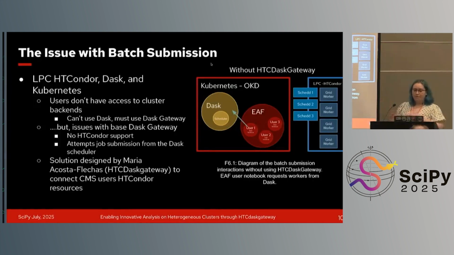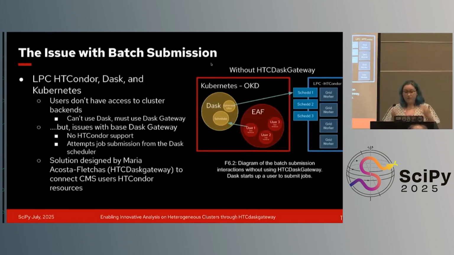And so if we look at this diagram on the right, you can see that a user would try to submit a job, and then Dask, the scheduler, would start this ephemeral user and try to submit that to our HT Condor systems. And then this would not work because, one, there's no HT Condor support, and two, the LPC doesn't know who that is. They're like, I don't know who you are, you started with credentials that I don't know. And so we had this authentication problem where we could not submit those jobs just using the bare Daskgateway. And so we had to find a solution, and it was designed by Maria Casas-Fletcher, the person I mentioned at the beginning.